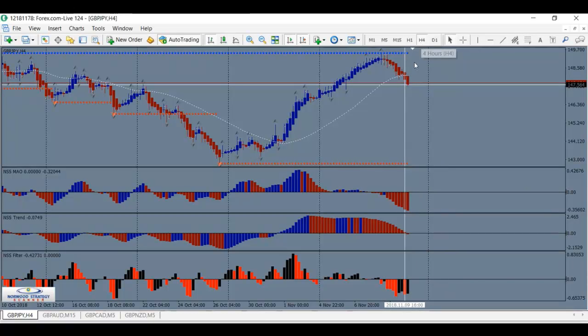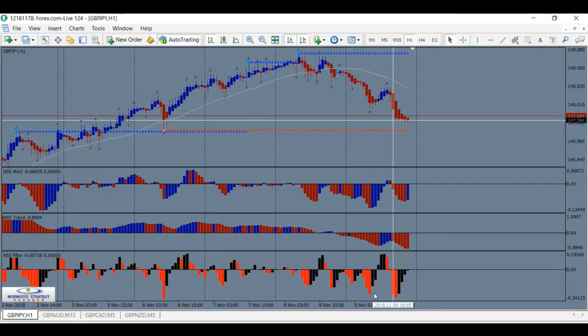On the 4-hour it's below its 34. But what's more important, or just as important, we have a red filter on the correct side of the zero line. It also is a 4-bar. Now, let's go to the 1-hour. What do we have? Filter on the correct side of its zero line. And the 1-hour is below its 34.